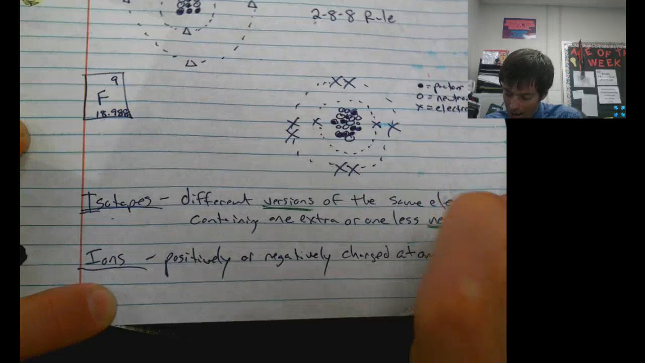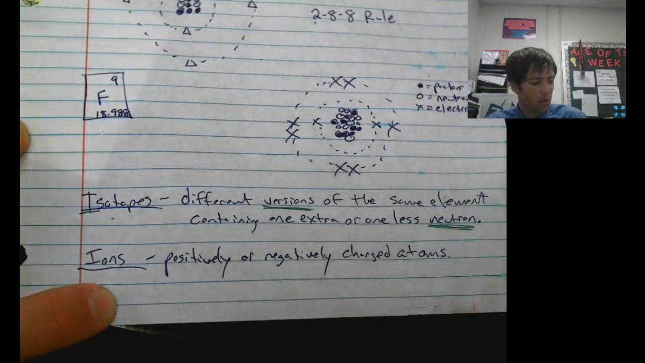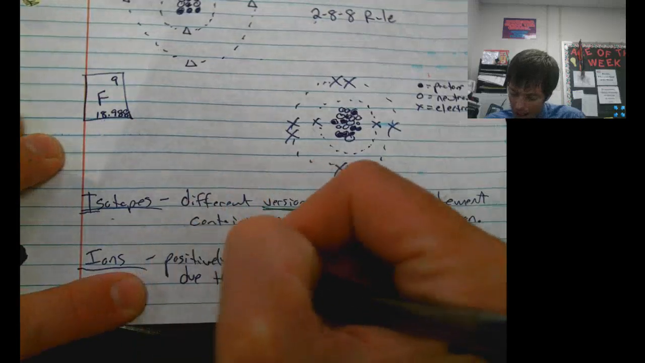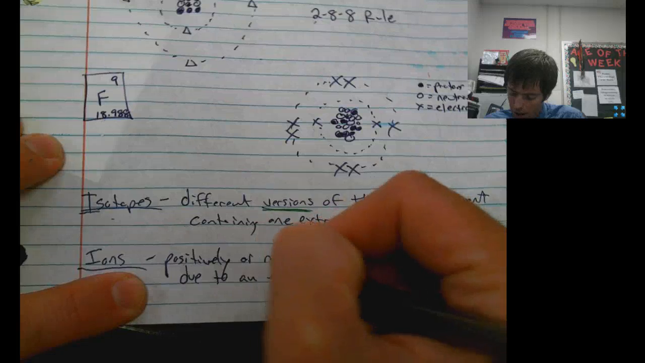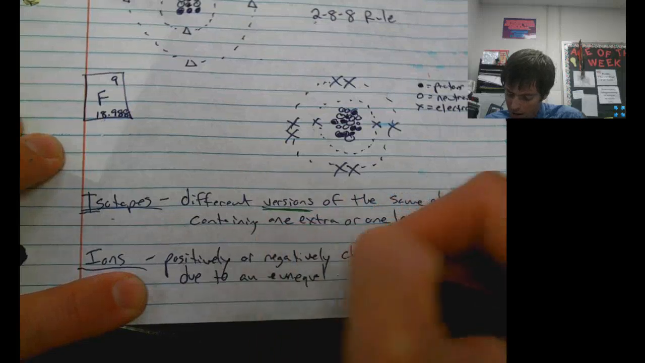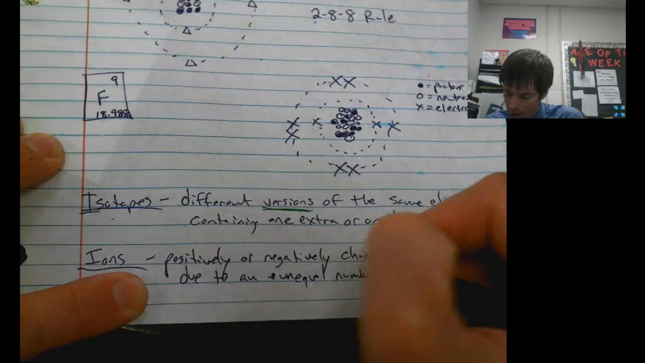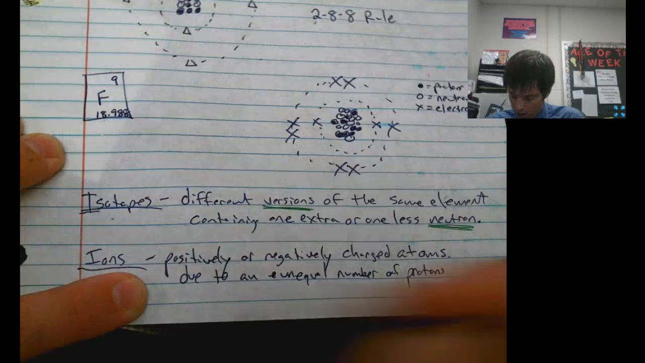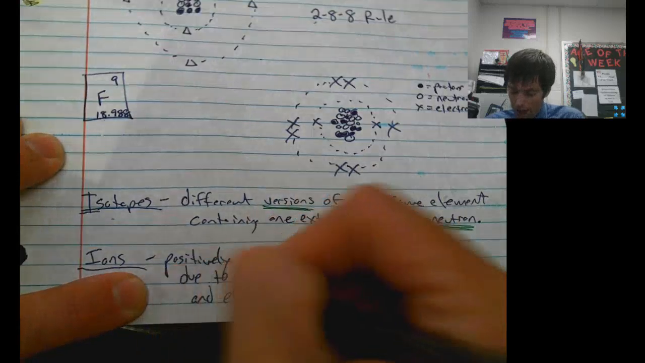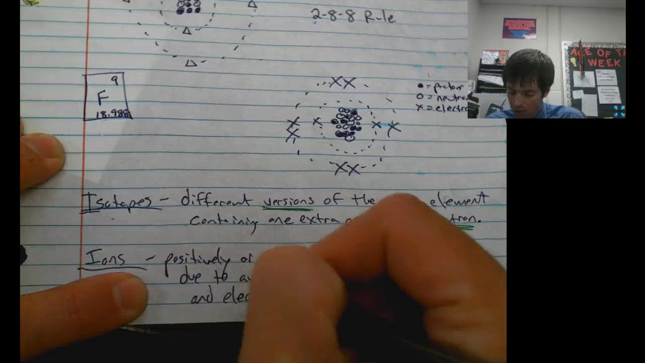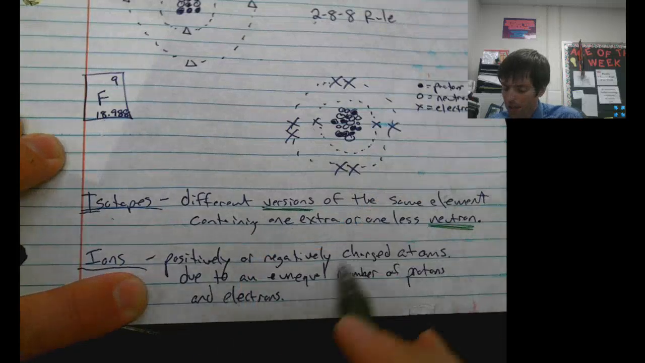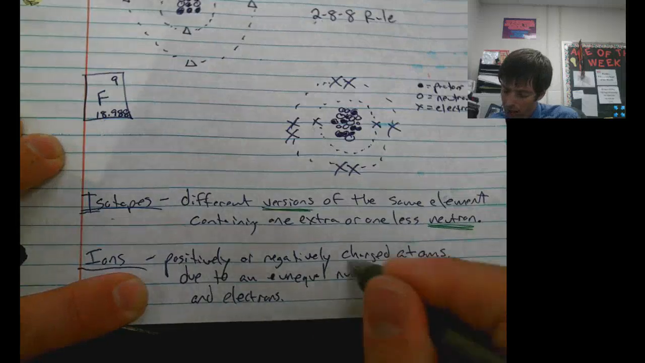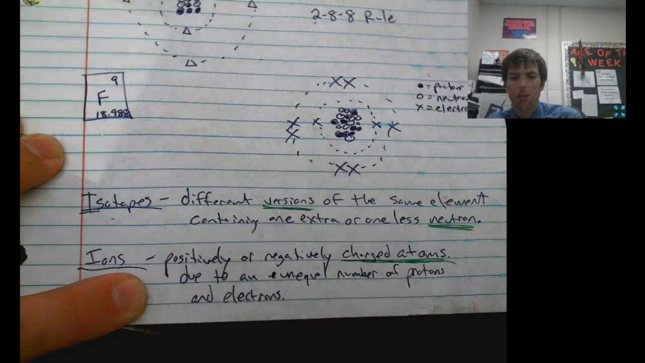atoms. How does an atom get a charge? Well, I'll tell you how. This is due to an unequal number of protons and electrons. Positively or negatively charged atoms due to an unequal number of protons and electrons. I would write down charged atoms. That's what I would highlight.